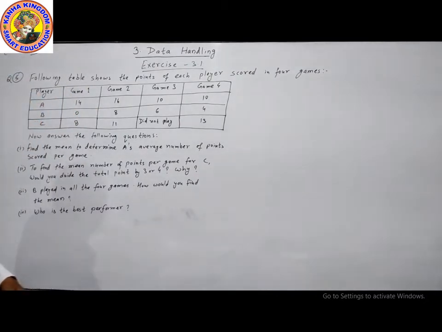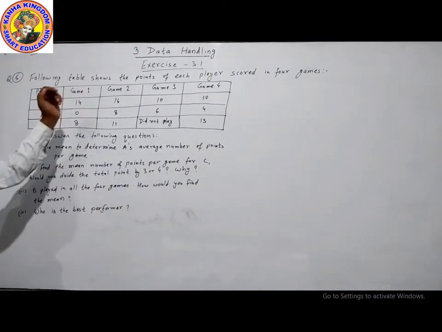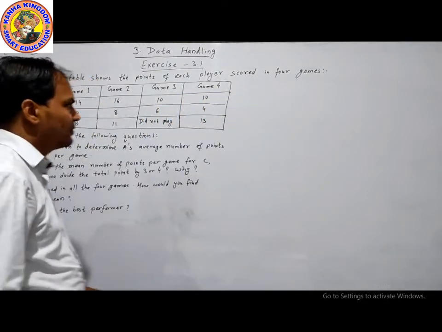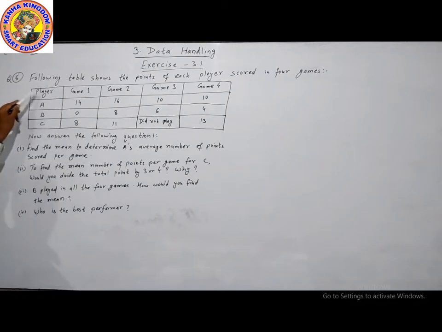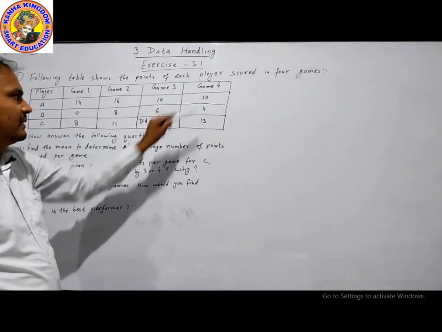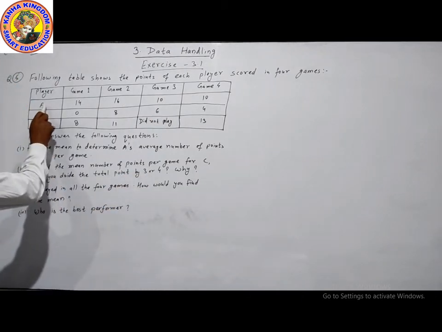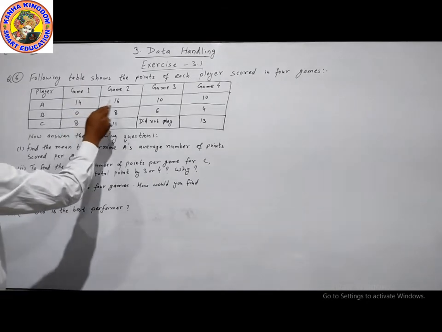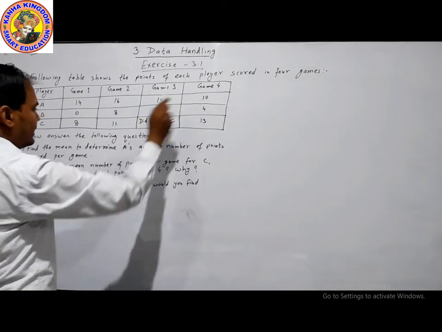Our exercise is 3.1, question number 5. The following table shows the points each player scored in 4 games. Players A, B and C; game first, game second, game third, game 4. Player A scored 14, 16, 10 and 10 in the games.